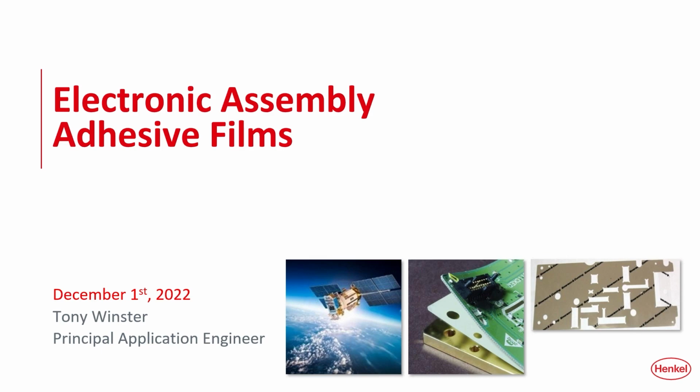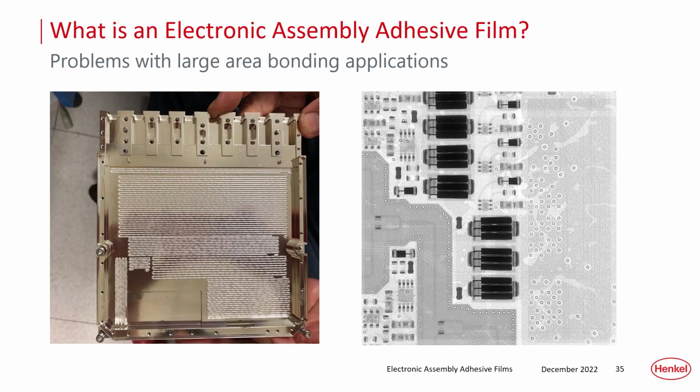And this highlights the issues really. On the left-hand side there, you can see a fairly large area bond that has to be made. All that glue has been dispensed. It's an awkward pattern to dispense, and it's awkward when you place the component on there to get all the air out of the bond line. You can see on the right side an X-ray or acoustic microscope image showing that there's a lot of voids in that bond line, which may or may not be a problem, but most people would see that image and not be very happy with it.